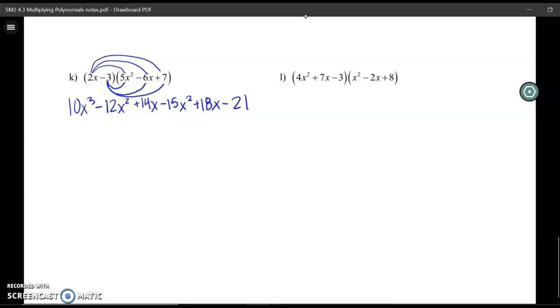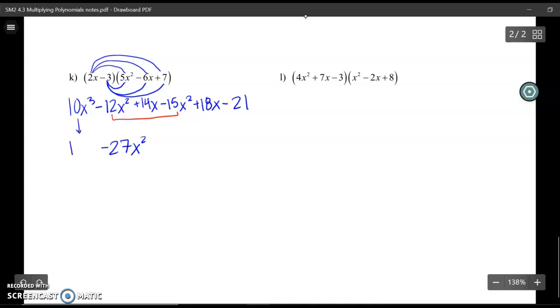Then I get this huge long slew of numbers. I'm going to start combining like terms. First of all, I see that I have some x squareds that I can combine. So if I combine negative 12x squared and negative 15x squared, I get negative 27x squared. I'm going to bring down this 10x cubed. I don't have any other x cubed, so I can't combine it with anything. The next thing I notice is that I have some x's I can combine. I have 14x and 18x, and those combine to give me a 32x. And then the last thing I have is just this minus 21 that I'm just going to drop straight down.